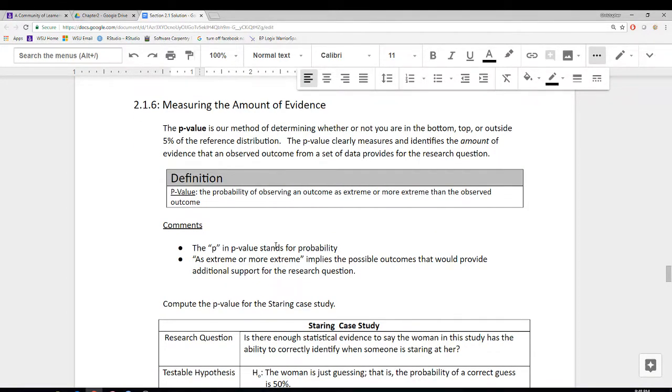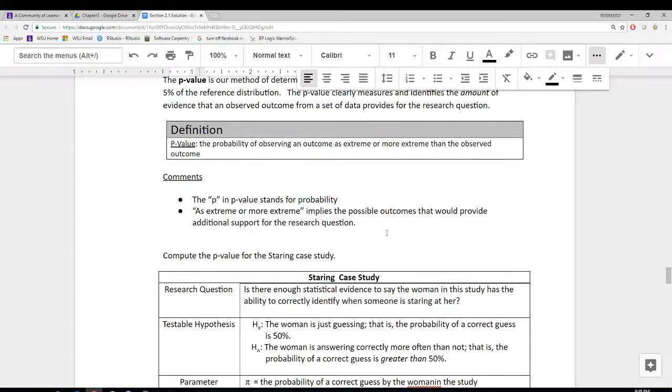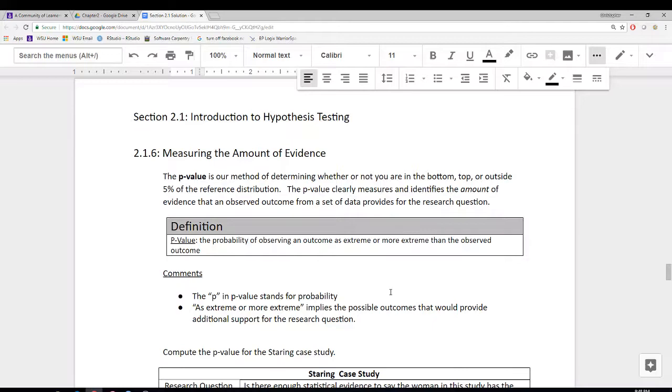The p here in p-value simply stands for a probability. All probabilities must be between 0 and 1. Therefore, a p-value cannot be less than 0, nor can it be greater than 1. And when we say as extreme as or more extreme, what we are talking about there are outcomes that would provide additional support for the research question. So when determining the p-value, we need to worry about what values provide even more support for the research question.